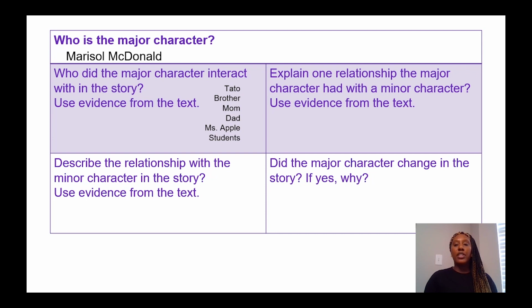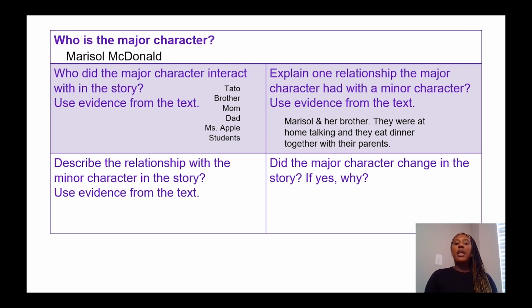So one relationship that Marisol had was with her brother. They were at home talking and they eat dinner together with their parents. That's the relationship that they have together. They're siblings, they live at home together, they have conversations, they sit at home and eat dinner together. But now I want to think about their interactions with each other to help me describe their relationship.